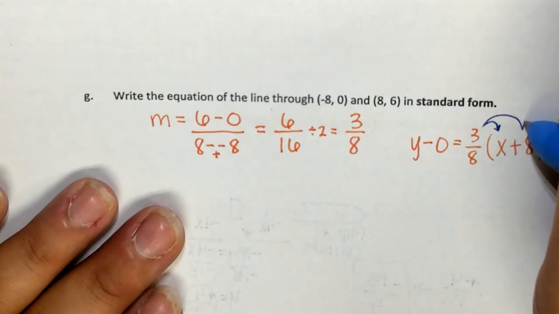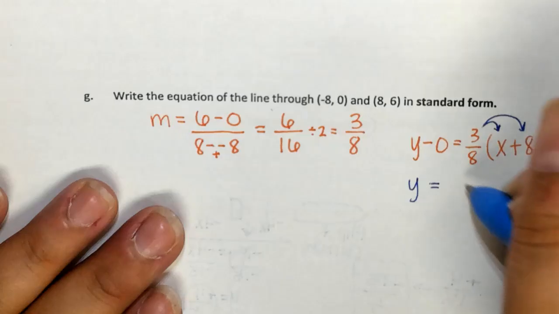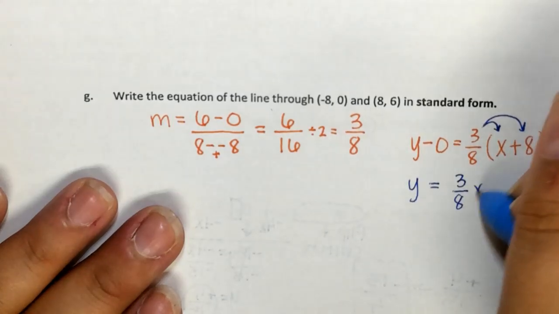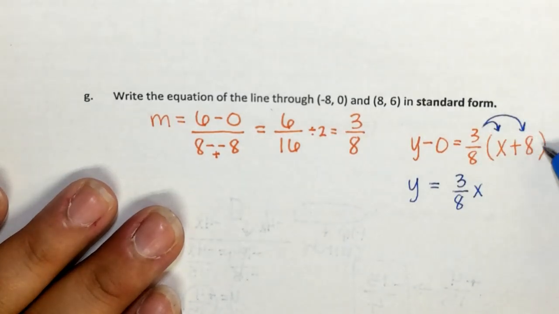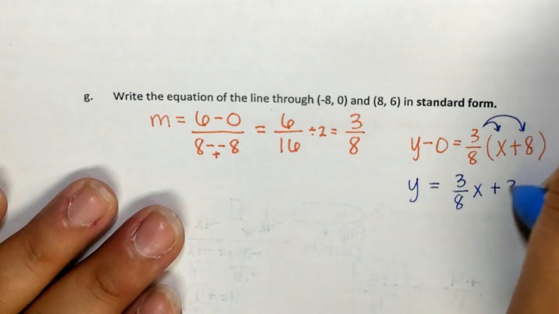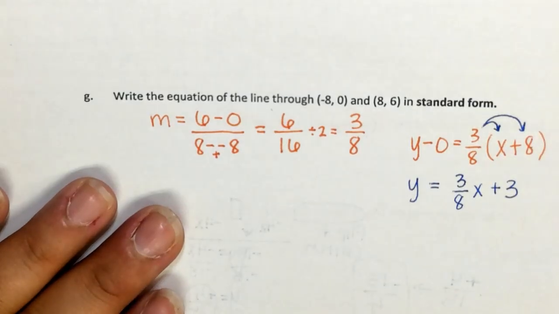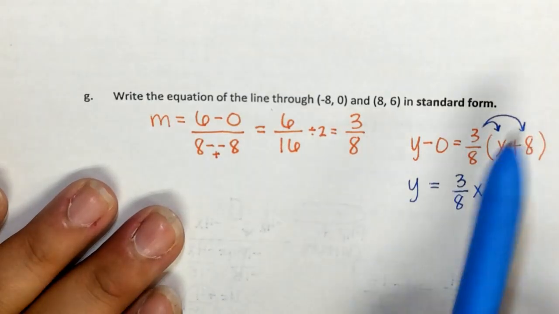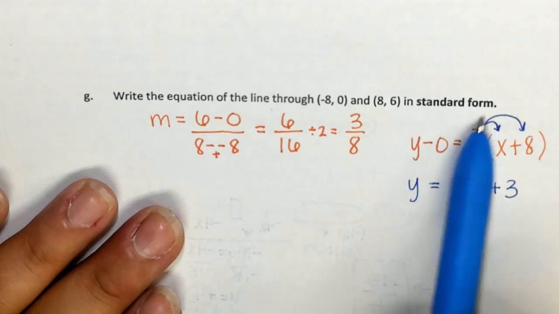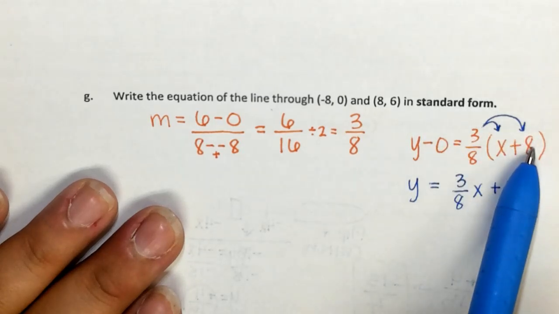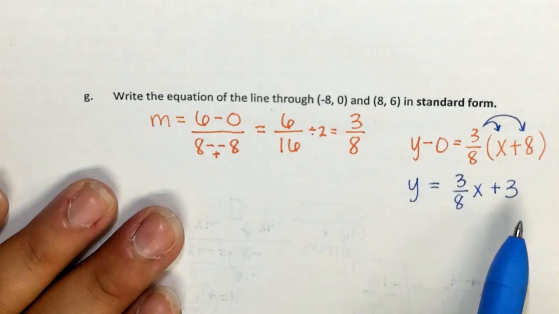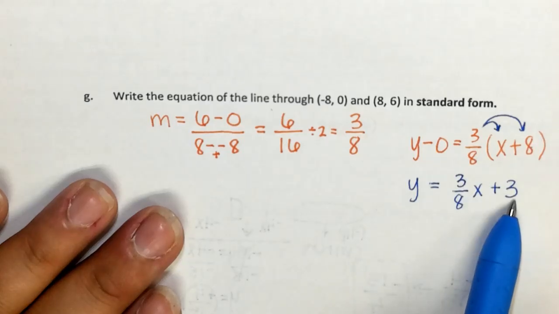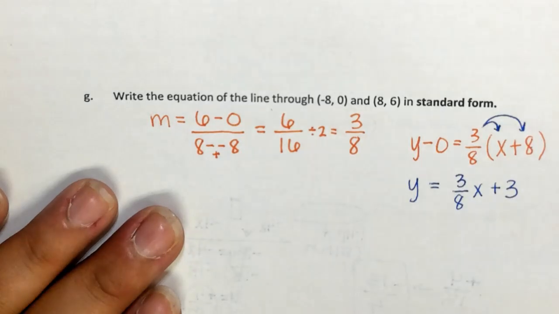What form do I want this in? Standard form. What is 3/8 times 8? What's 3 times 8? Divided by 8? 3. Let me do that again. Look up. What is 3 times 8? Divided by 8? That's how I got 3. You can also just cross out the 8s and you get 3. Exactly.